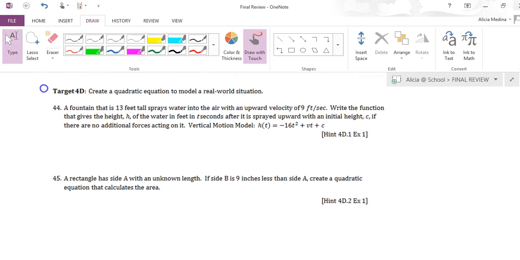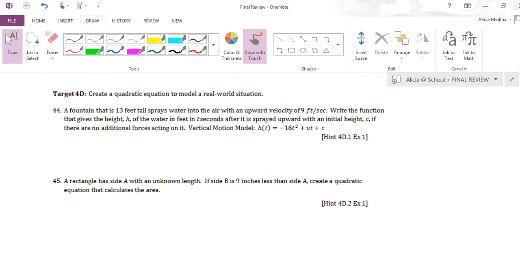Alright, last couple questions here on target D. The fountain that is 13 feet tall sprays water into the air with an upward velocity of 9 feet per second. Write the function that gives the height h of the water in t seconds after it is sprayed upward with the initial height c. If there are no additional forces acting on it, our vertical motion model is as follows. So remember that we don't change anything unless we have the velocity and where it originally is starting from.